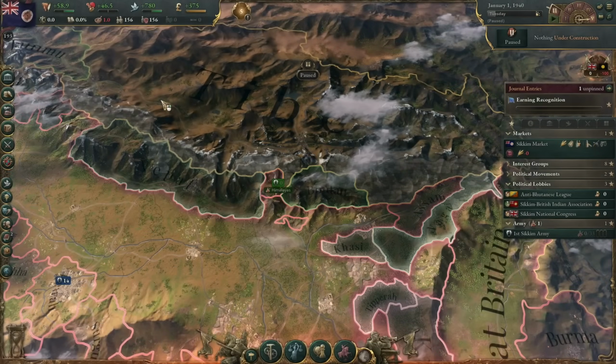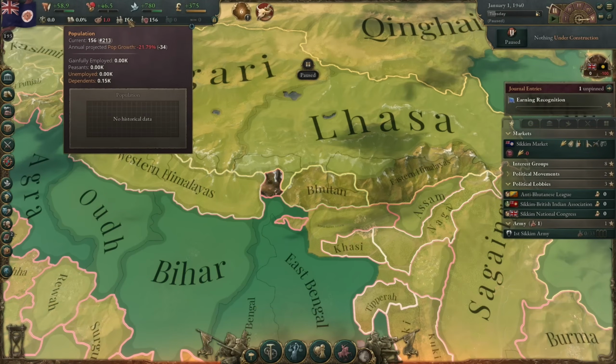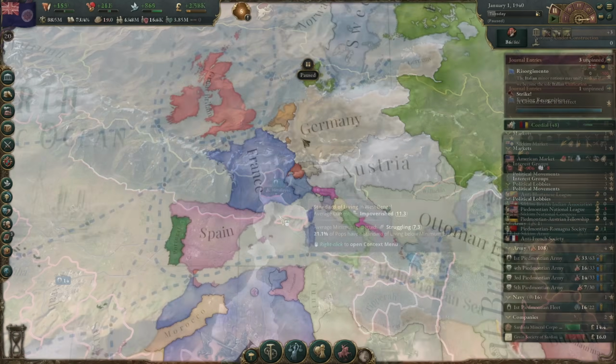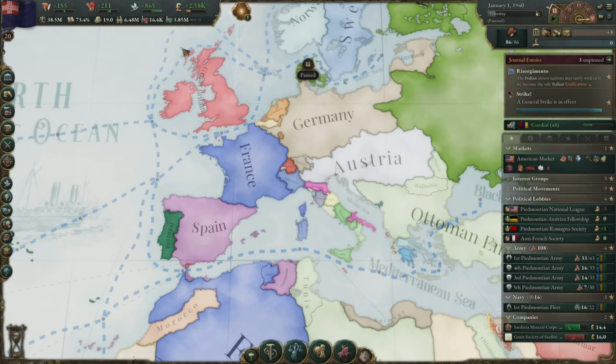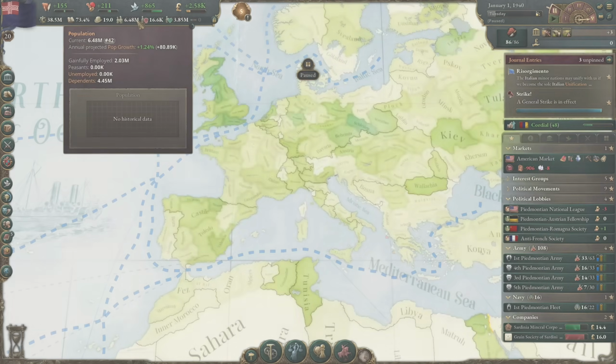Technically, Sikkim wins because everyone hates the government, but it has only 156 people, so it's a failed state anyway. The happiest nation in my 5 timelapses is Sardinia-Piedmont during the last one. It has about 60% loyalists with massive impact on the interest group approvals.